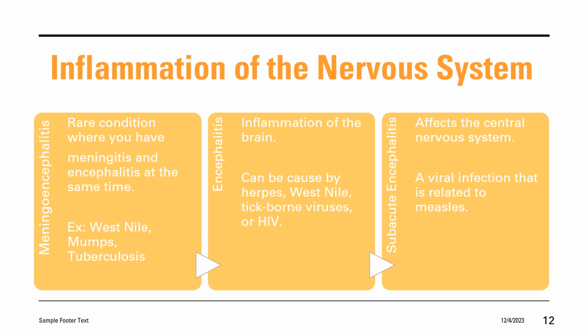So next we'll talk about inflammation of the nervous system. This is a rare meningoencephalitis. It's a rare condition where you have meningitis and encephalitis at the same time. An example of this would be West Nile, mumps, and tuberculosis. Encephalitis is actually inflammation of the brain, and it can be caused by herpes, West Nile, tick-borne viruses, or HIV. And then we have subacute encephalitis, which affects the central nervous system, and it's a viral infection that is actually related to measles.